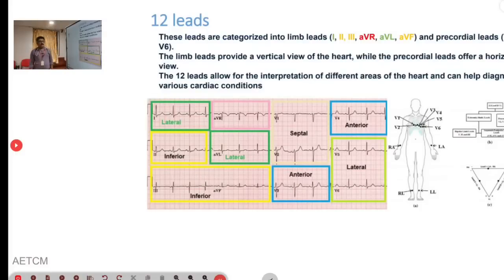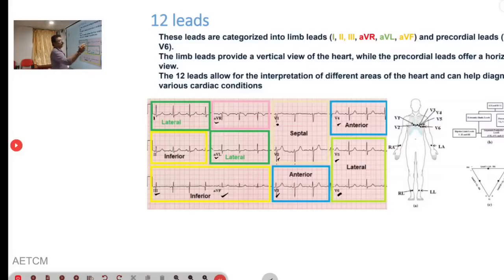There are 12 leads in your ECG. If you can see here: 1, 2, 3, AVR, AVL, AVF, V1, V2, V3, V4, V5, V6. Like that, 12 leads are there.